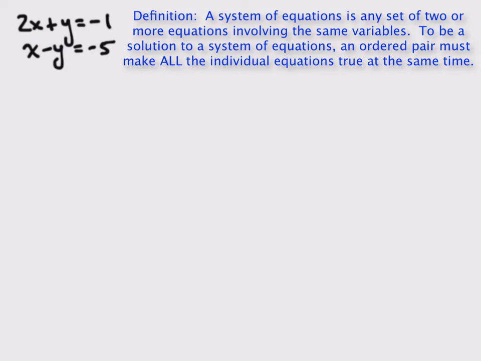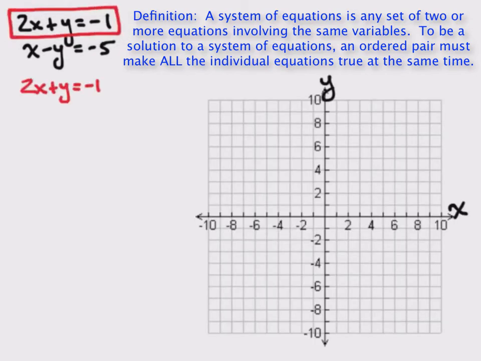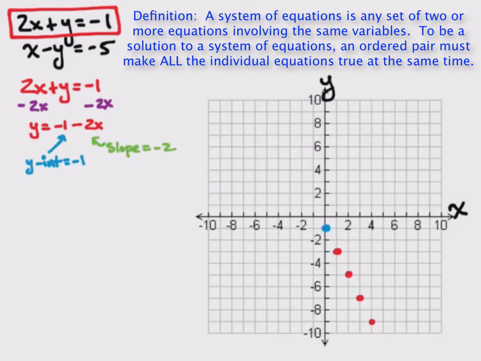That is, we're looking for an ordered pair, x comma y, such that when we substitute those values in for x and y, both equations are made true. Well, we know how to represent all the ordered pairs that are solutions to the first equation. That's just going to be a graph of a line. So let's go ahead and graph it. Alright, so this graph in red represents all the solutions to that first equation, 2x plus y equals -1.